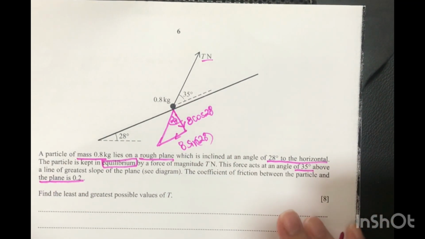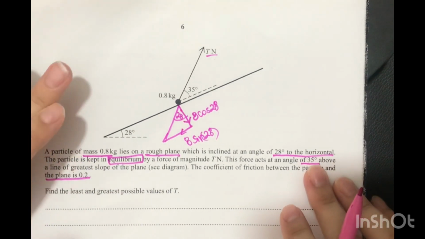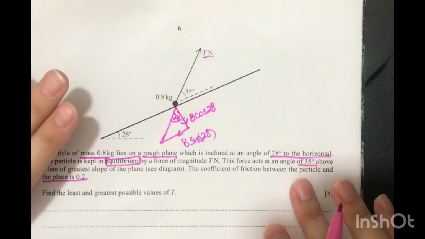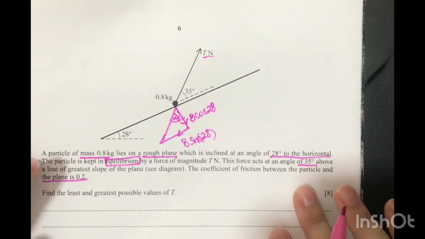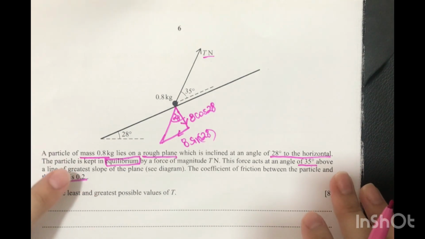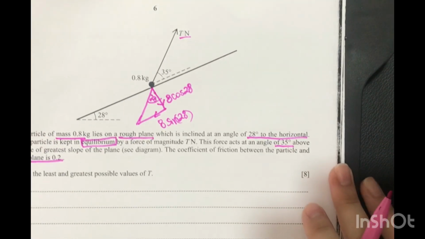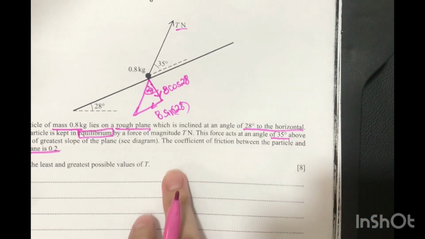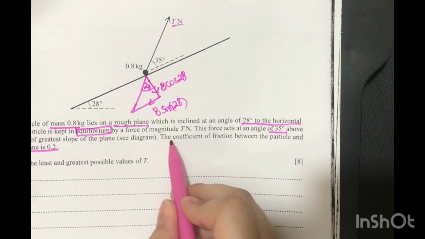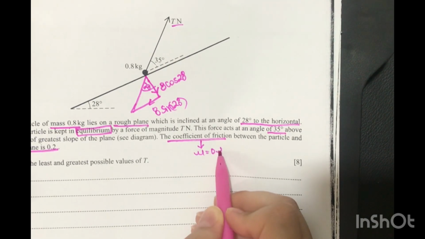Now they've told us that it lies on a rough plane, which means that there is a force of friction being applied over here. Now we do not know the direction in which the friction is acting, because we are told that the particle is kept in equilibrium. Another important piece of information they've given us is that the coefficient of friction, which we write as mu, is equal to 0.2.